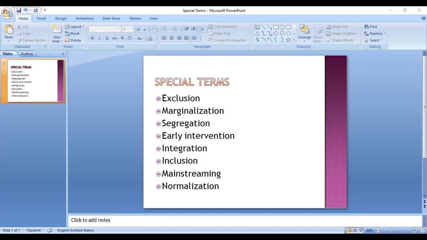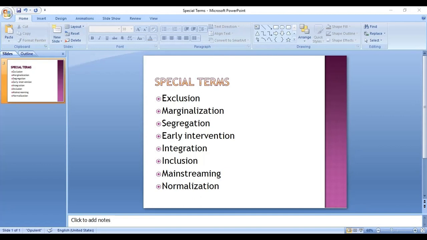Ma'am, the slide is not moving. Only the first slide we will see, ma'am. In this only I am showing. Okay. After you understand this, I'll go to the other slide.